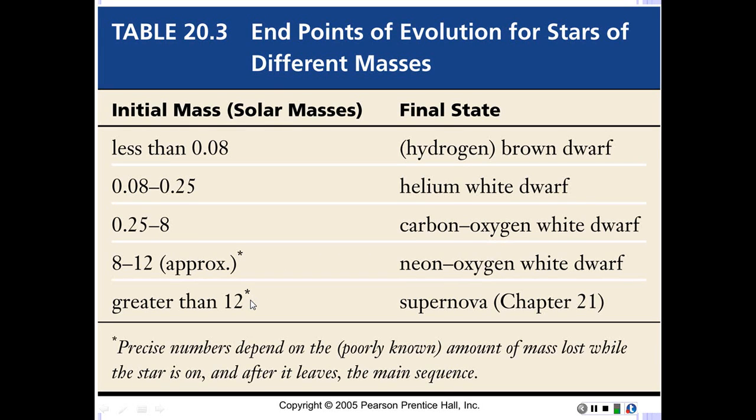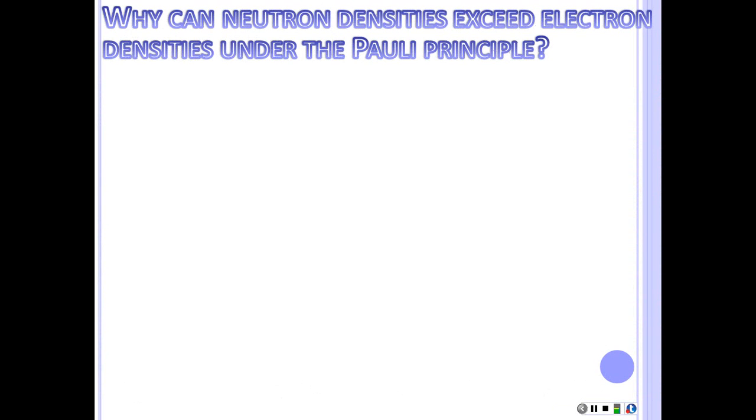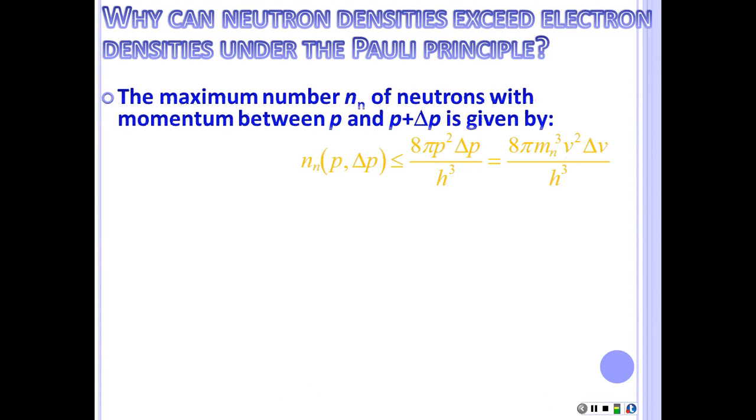Above about 12, again, this is an approximate number, we still don't have good limits on this, we have a supernova, and that's where you get as far as having neutrons sticking together. So let's just look in detail at the neutrons before we finish with this topic. And here we have the maximum number of neutrons is nn. So it's basically the same equation where this is the number density of the neutrons within that cell, and we have now the mass of the neutron.